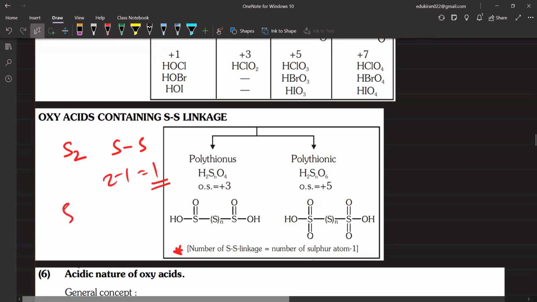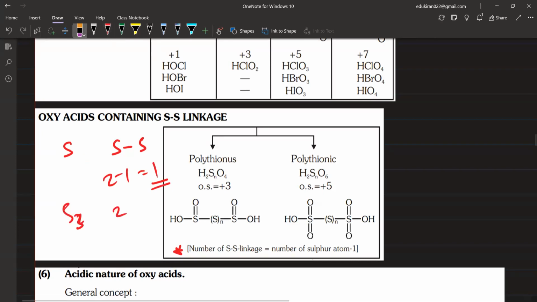तो 1 sulfur linkage. अगर S3 हुआ आपके पास, in that case, how many linkages will be there? There will be 3 sulfur linkages. Sorry, 2 sulfur linkages. 3 minus 1.